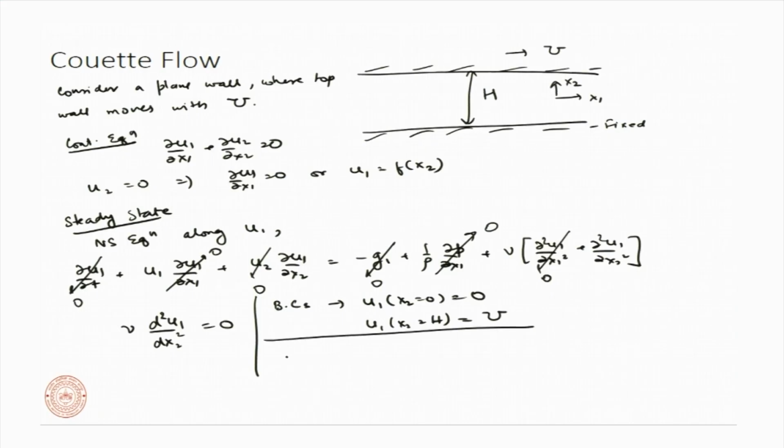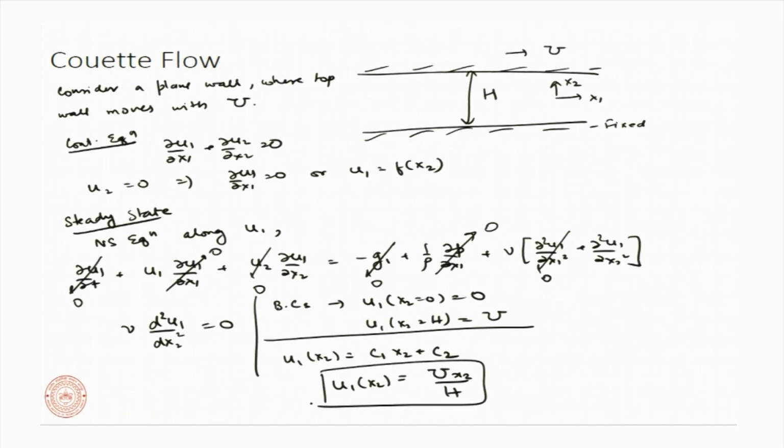If we take this and integrate twice, then u1 of x2 is equal to c1 x2 plus c2. If we put these boundary conditions in here, we will find that u1 of x2 will be equal to capital U times x2 over capital H. This is the solution for a Couette flow, where the velocity at a given point is a straight line, where the top wall is at the velocity of U and the bottom wall is at 0.